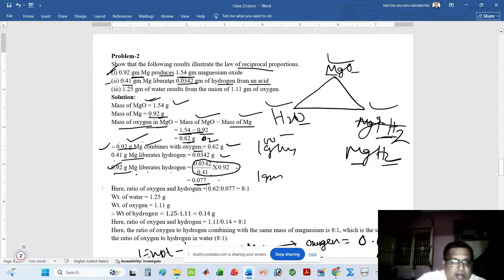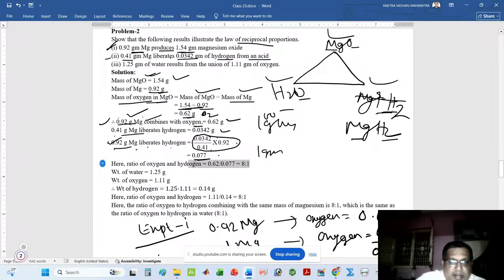So here I can say the ratio of oxygen and hydrogen is how much? This is the amount of oxygen, 0.62, and 0.077 gram is related to experiment II. So the ratio of oxygen and hydrogen is 0.62 to 0.077. If you solve this, you will get 8 is to 1. That means the ratio of oxygen and hydrogen is equal to 8 is to 1.